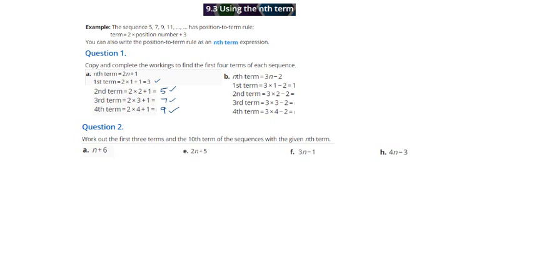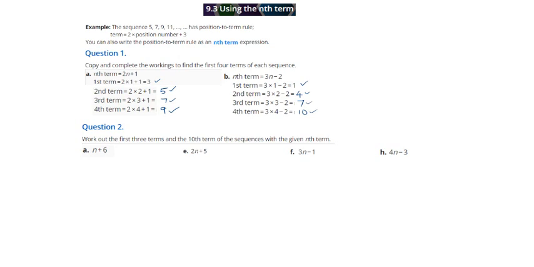Now moving on to find the second term, the answer is 3 times 2 is 6, 6 minus 2 is 4. Third term, 3 times 3 is 9, 9 minus 2 is 7. Fourth term will be 4, 3 times 4 is 12, 12 minus 2 is 10. So the terms of the given sequence are 1, 4, 7, 10.